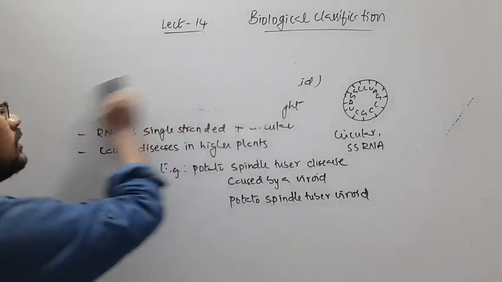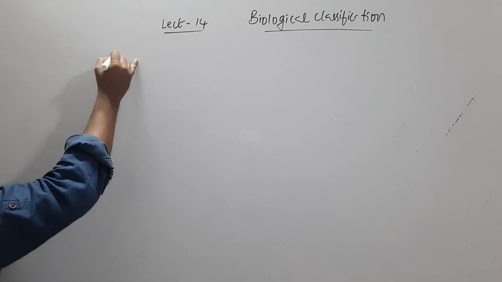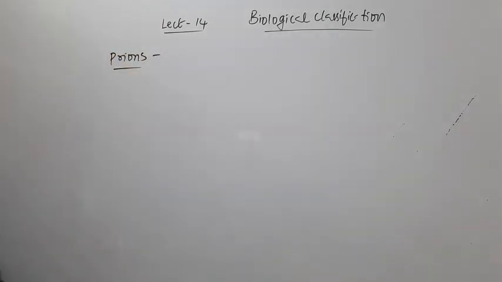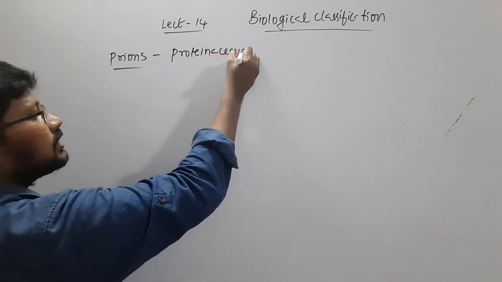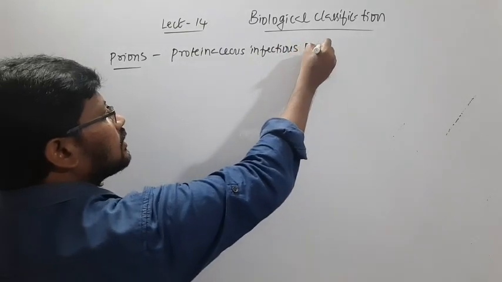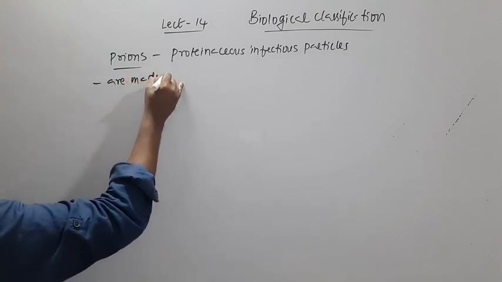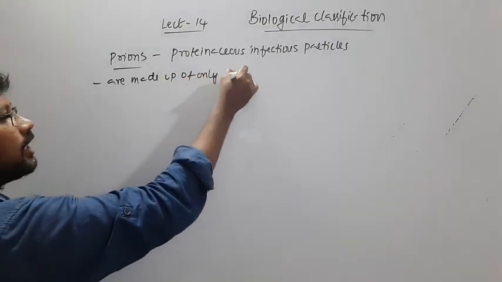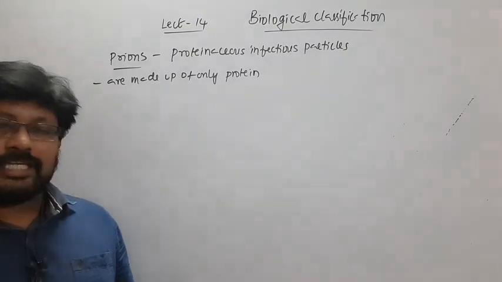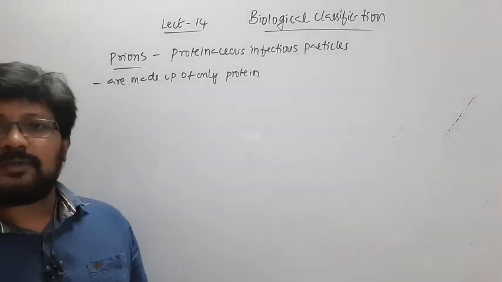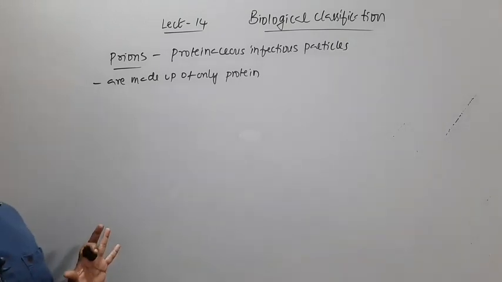Next, we'll see about prions. Okay, so these prions are proteinaceous infectious particles. And these prions are made up of only protein. Okay, so in the earlier case we saw a viroid that is made up of only RNA, and much earlier we saw a virus that is made up of DNA or RNA and protein. But in this case it is made up of only protein, no nucleic acid is present.